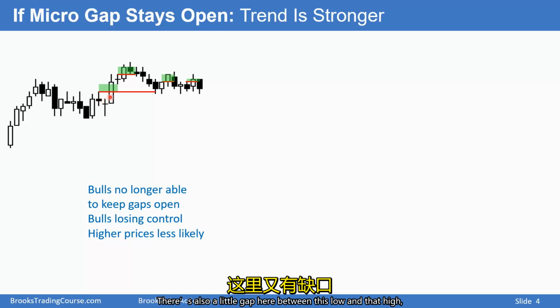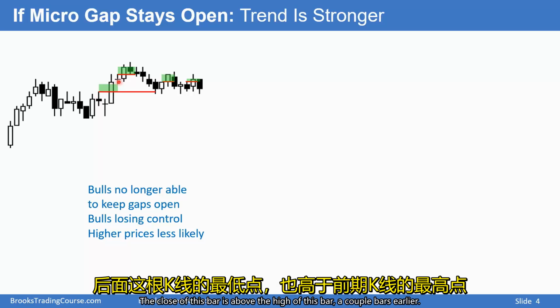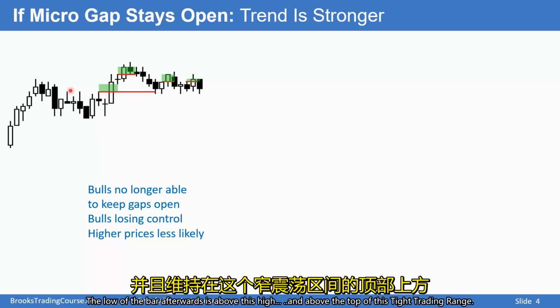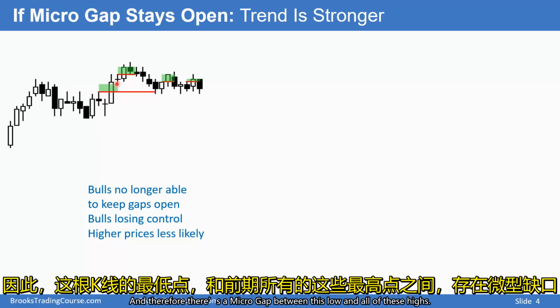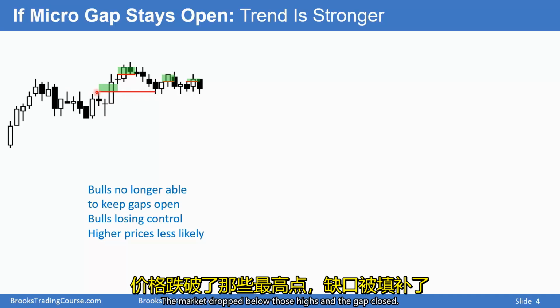Here we have gaps again. The close of this bar is above the high of this bar, a couple bars earlier. The low of the bar afterwards is above this high and above the top of this tight trading range, and therefore there's a micro gap between this low and all of these highs. However, look what happened about 5 or 10 bars later. The market dropped below those highs and the gap closed.